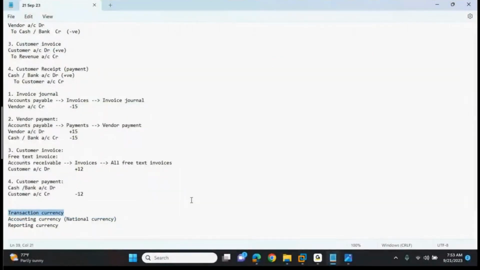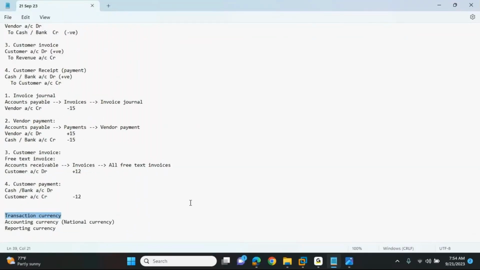Suppose I'm running my business in India and I'm exporting material to Dubai, or I'm importing material from Dubai. Then in that case, transaction currency is AED, Arab Emirates Dirhams. Suppose I'm exporting material to Oman, then Omani Riyals is my currency. If I'm exporting to Saudi, Saudi Riyals. If I'm exporting material to USA, US dollars is the transaction currency. My accounting currency is INR, but when I'm exporting or importing, then it is different.